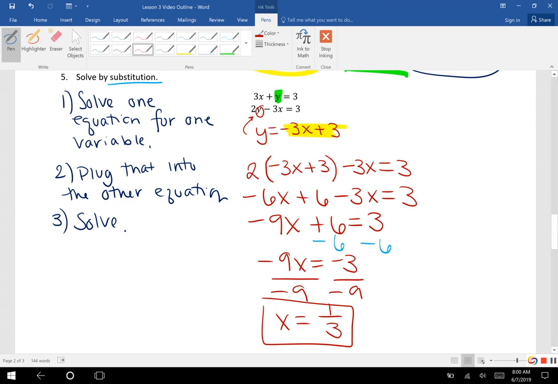Now, we're actually not done with the problem. We're trying to find an intersection point. Where do the two lines cross? And so we're going to have to take our solution, and we can plug it into any one of these equations to try to find the y value. I'm going to plug it into this equation right here.